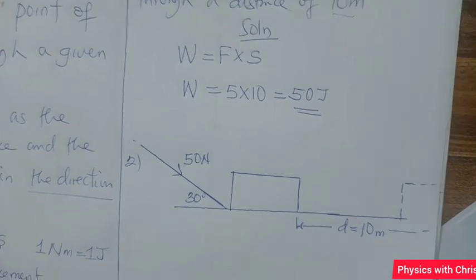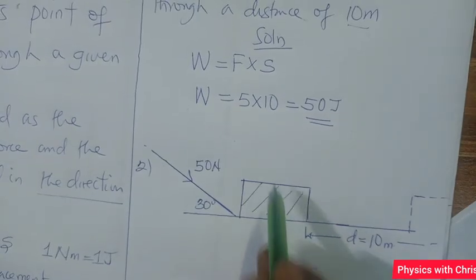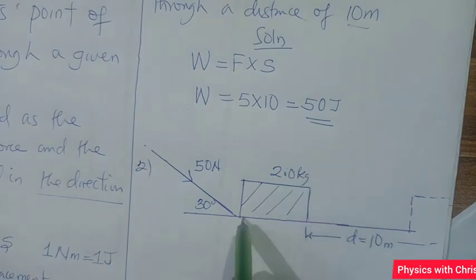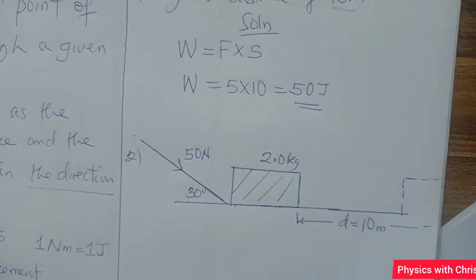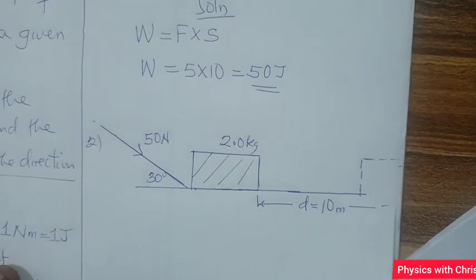Now look at question 2. You have this object of mass, sometimes they may give you the mass of the object, let's say 2 kilogram, and this object is lying on this level floor, this horizontal surface. I can show the way the force is applied. It's applied at an angle 30 degrees to the horizontal. So if eventually this object moved a distance of 10 meters, the question is this: calculate the work done by the 50 Newton force. What is the work done?